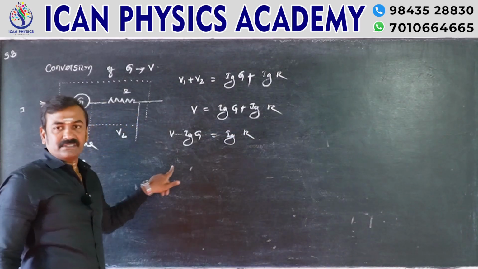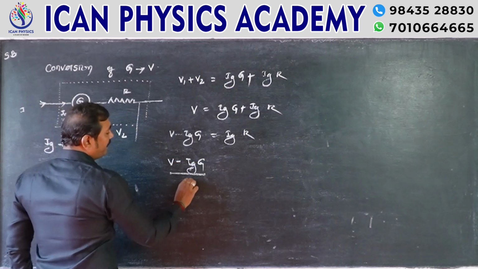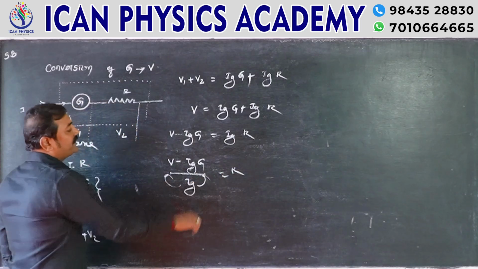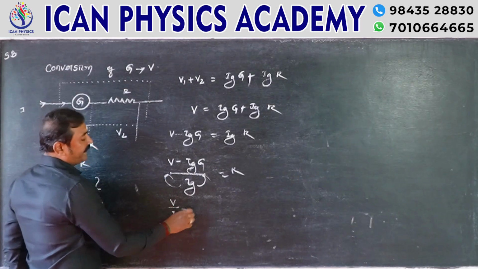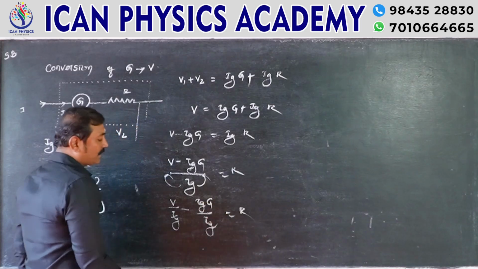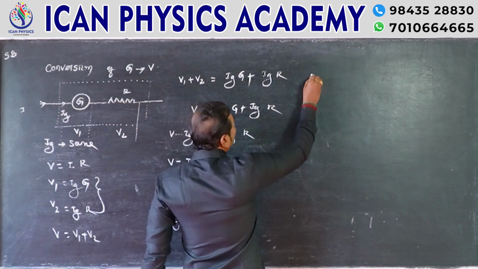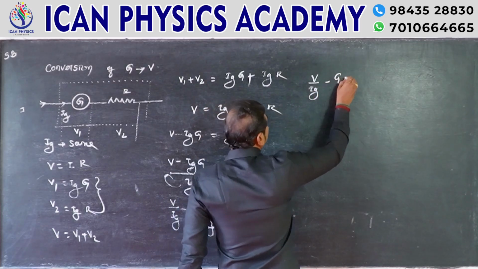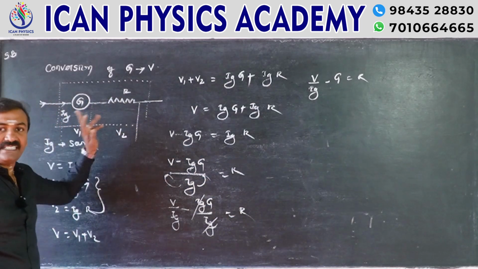Now the multiplication Ig comes to this side as division. So (V minus IgG) by Ig equal to R. Now the Ig is common to the first term and the second term. Then what happens? V by Ig minus IgG by Ig equal to R. Now Ig gets cancelled. So what happened? V by Ig minus G equal to R. Thus we can calculate the value of resistance which is connected in series.